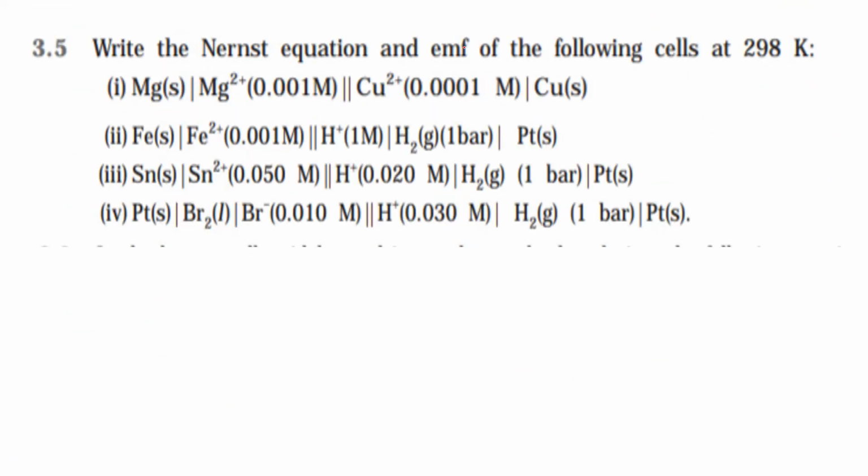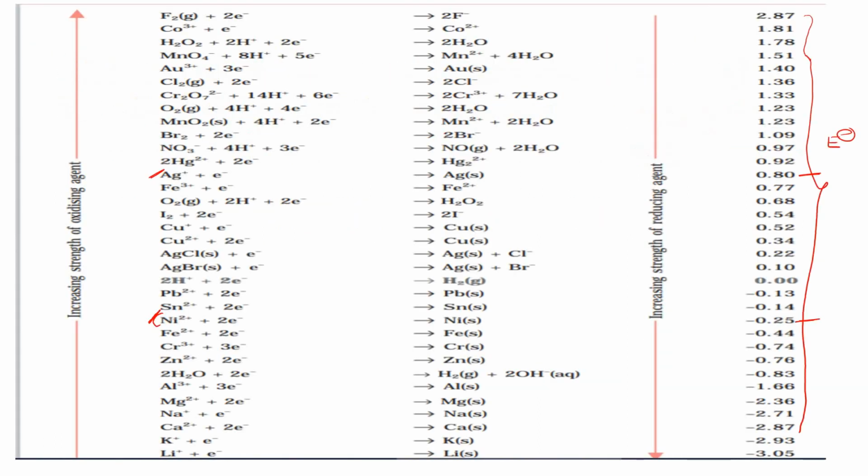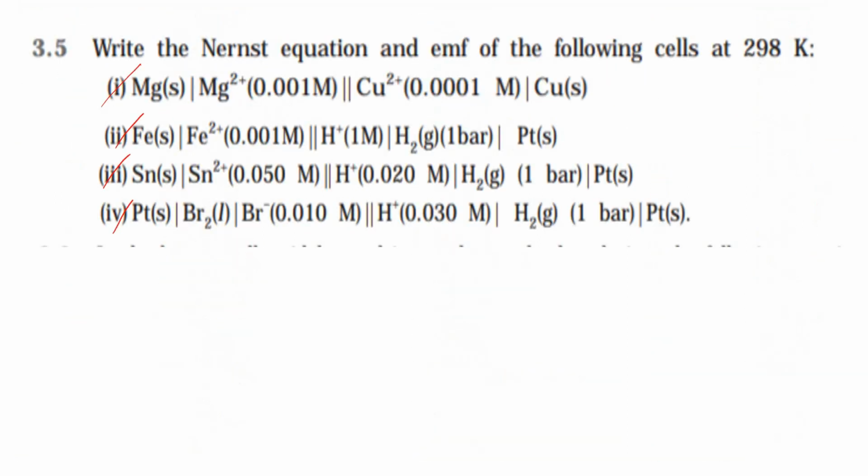Similarly, a number of problems are given. All these problems are homework for you. So reduction potential you have to search from this table, all these reduction potentials. So complete those problems, okay. So with this, we have completed the Nernst equation.